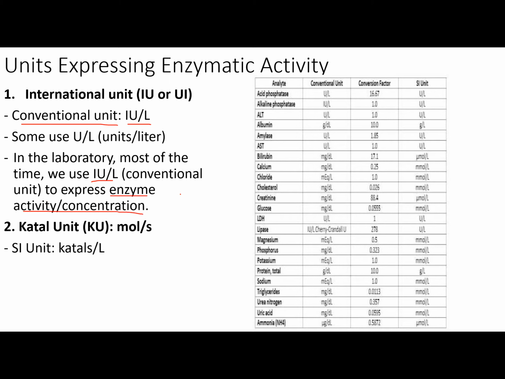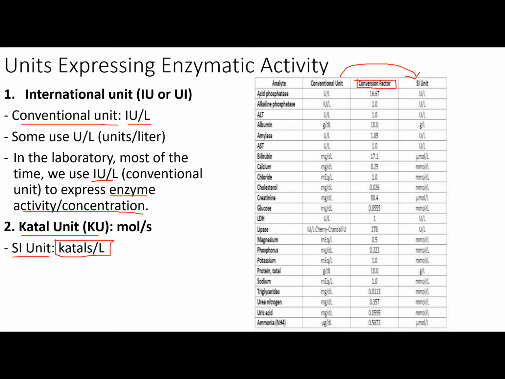So if familiar kayo, class, di ba kapag may conventional unit, meron din tayong tinatawag na SI unit. So the SI unit for enzymatic activity is the katal unit. A katal is like mole per second. So this is the SI unit, and it's written as katals per liter. So lahat ng substances nyo, tinatanong to sa board exam, class. They have the so-called conversion factor. So the conversion factor would be used in converting the conventional unit to SI unit.